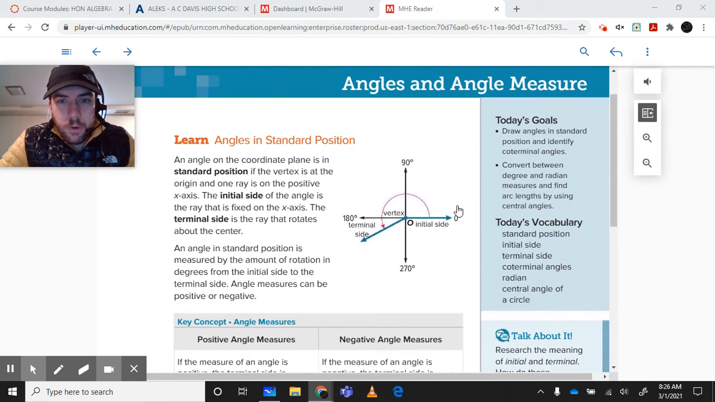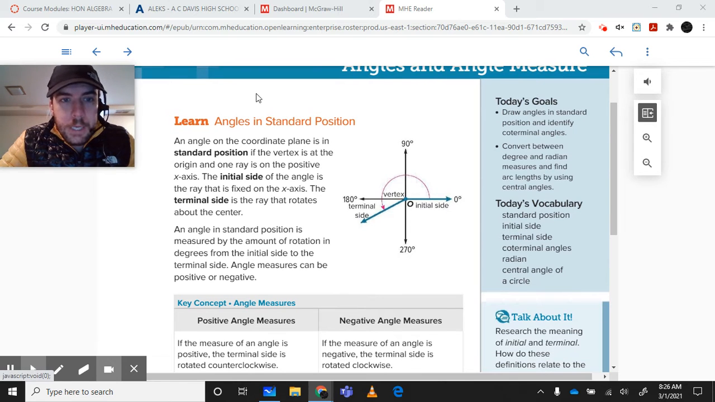Let's start off at the beginning. We'll tie this first goal to some of these first vocabulary terms. An angle on the coordinate plane is in standard position if the vertex, the center of that angle, is at the origin, and one ray is on the positive x-axis. We call that ray the initial side. The initial side of the angle is the ray that is fixed on the x-axis. The terminal side is the ray that rotates about the center.